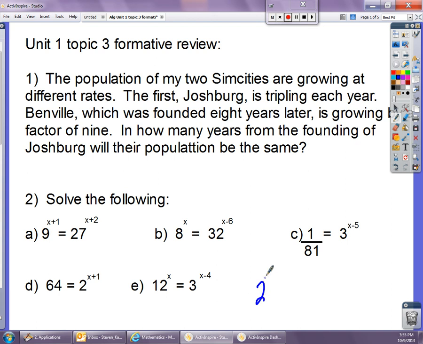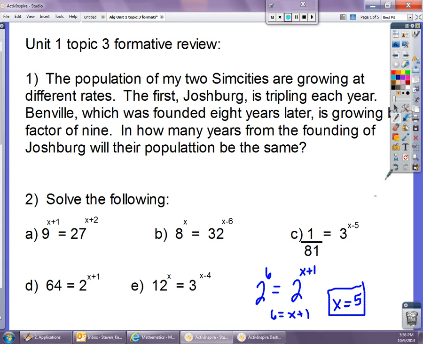So I can change 64 to 2 to the 6th power, which equals 2 to the x plus 1 power. And now I can set x plus 1 equal to 6. And then now I know x equals 5.